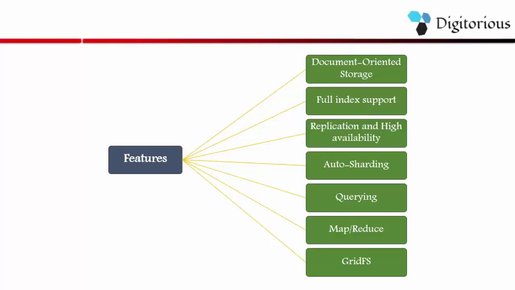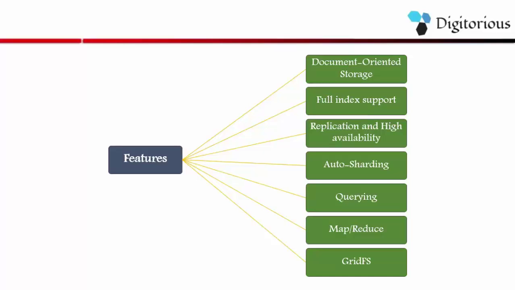Then, full index support. An index is a data structure that allows you to quickly locate documents based on the values stored in certain specified fields. Fundamentally, indexes in MongoDB are similar to the indexes in other database systems. MongoDB supports indexes on any field or subfield contained in documents within a MongoDB collection.